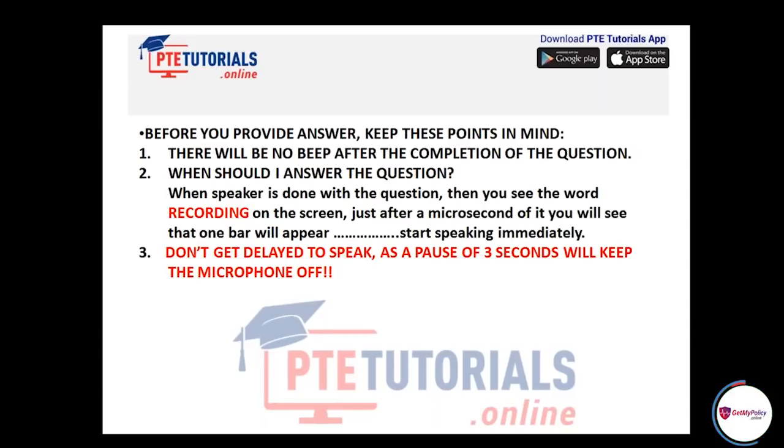And the same thing you have to do throughout your speaking module, not only for this answer short question type. From read aloud, repeat sentence, describe image, retell lecture, and answer short questions, for all these five tasks you have to follow the same thing. The moment you see the very first bar on the screen, start speaking immediately.